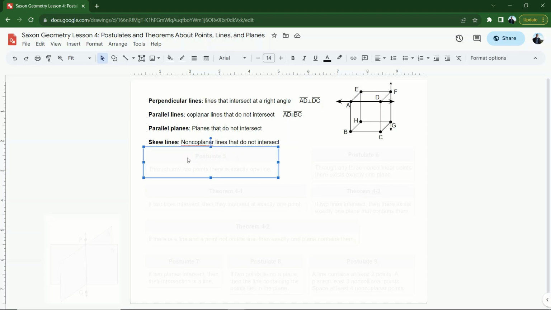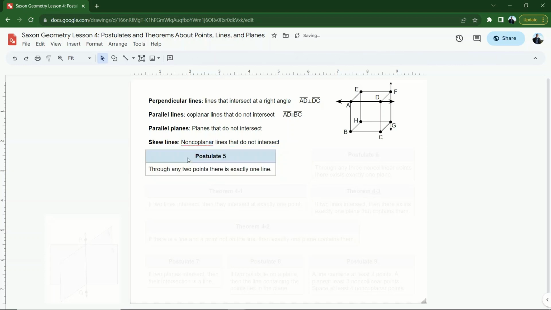Now let's dive into some postulates. Most of these postulates are so self-evident, I'm just going to introduce them and move on. We're not going to spend a lot of time talking about any of these. So we've already learned 4 postulates in geometry. We're going to keep counting up with postulate 5.